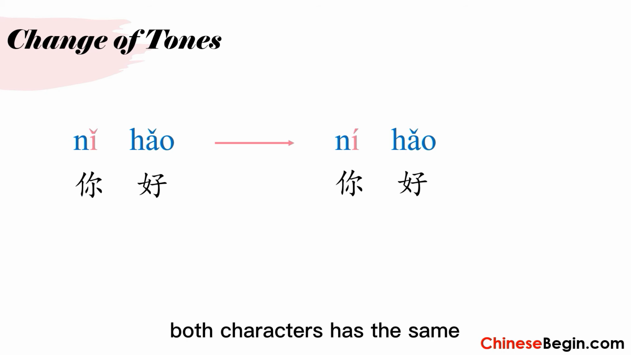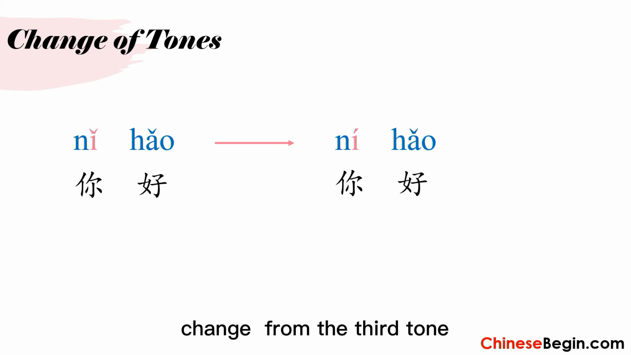你好. Both characters have the third tone, so the tone of the first character should change from the third tone into the second tone. So 你 should change into ní. So we should say ní hǎo, not nǐ hǎo. But its tone mark is still the third tone when writing.